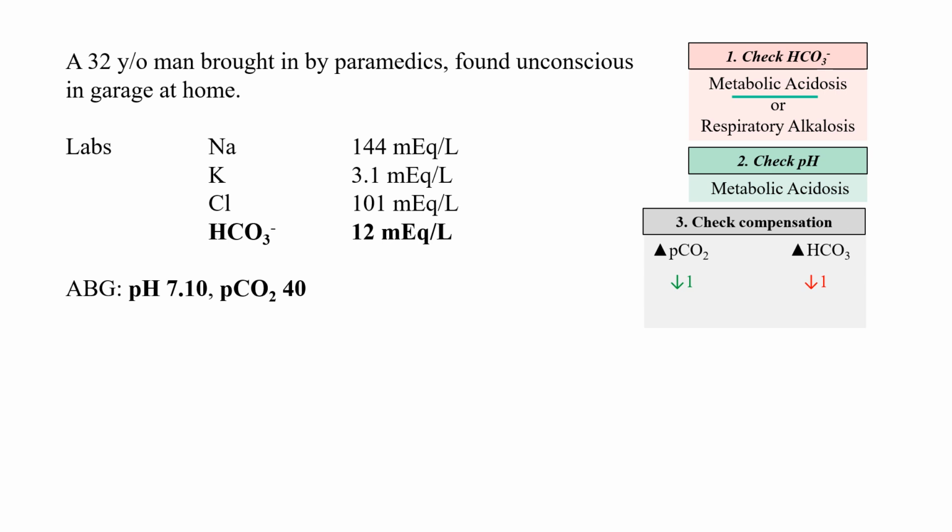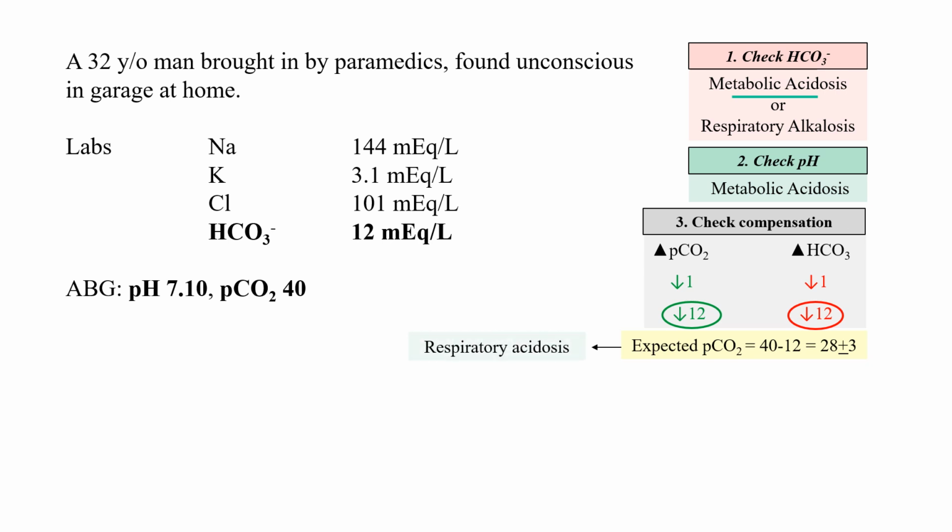Since serum bicarbonate drops from the normal 24 to 12, or a total drop of 12, PCO2 should also drop by 12. The expected PCO2 is therefore 40 minus 12, or 28 plus or minus 3. Comparing the expected PCO2 to the actual PCO2 of 40, 40 is much greater than 28 plus or minus 3. This means we also have a respiratory acidosis.